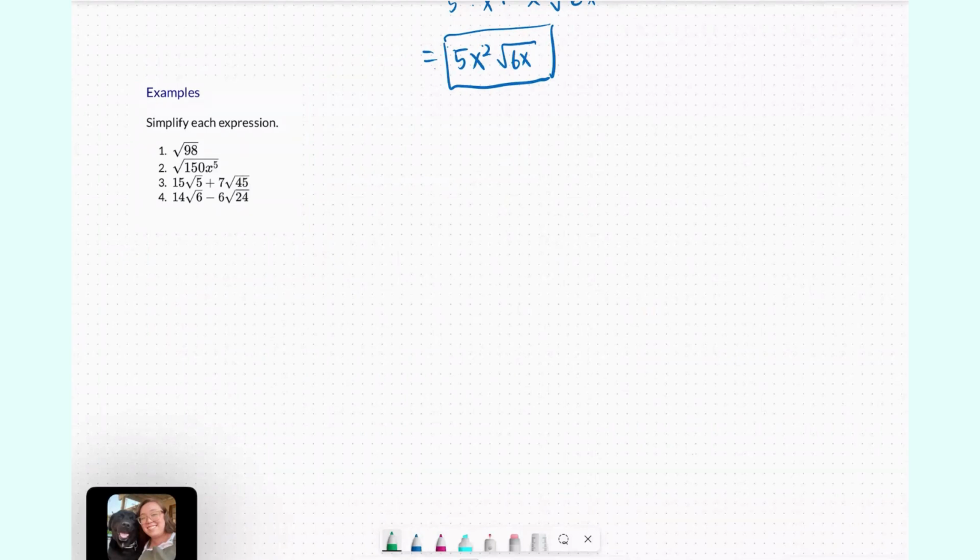Okay, so number 3, I have 15 root 5 plus 7 root 45. So this is still the same product rule. We're still going to apply it. But what's also happening here is I can only add what are called radicals. I always sound like a Valley girl when I say those words together, like radicals. So that means that I can only add square roots of 5 to other things with square roots of 5 attached.